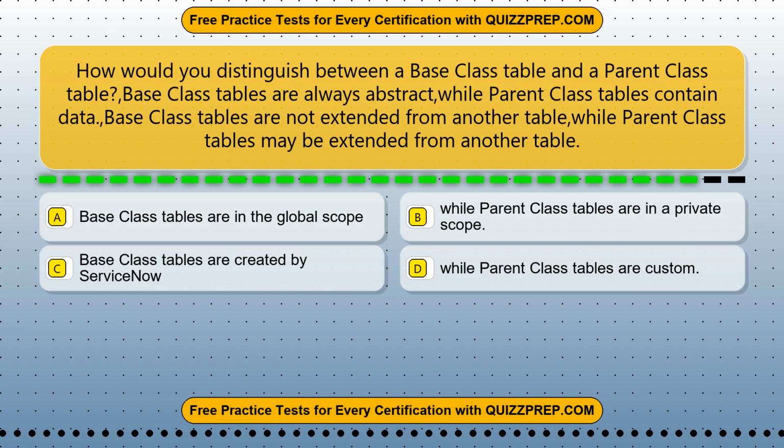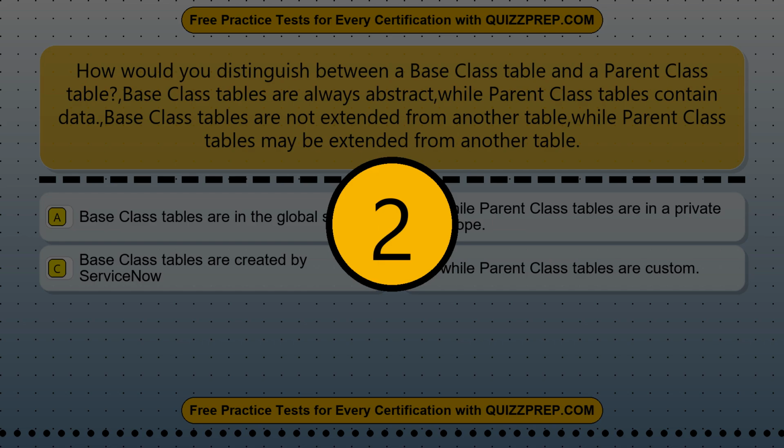Question 202. How would you distinguish between a base class table and a parent class table? Base class tables are always abstract, while parent class tables contain data. Base class tables are not extended from another table, while parent class tables may be extended from another table. Option A, base class tables are in the global scope. Option B, while parent class tables are in a private scope. Option C, base class tables are created by ServiceNow. Option D, while parent class tables are custom.